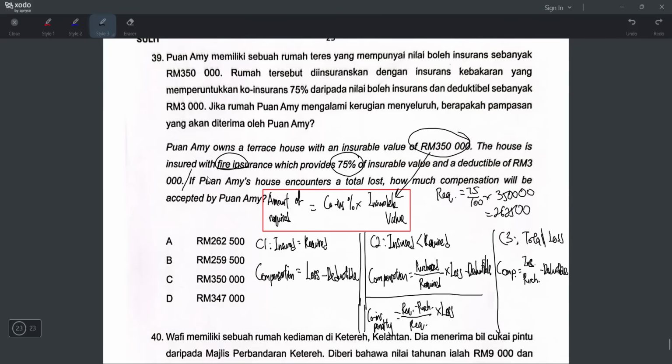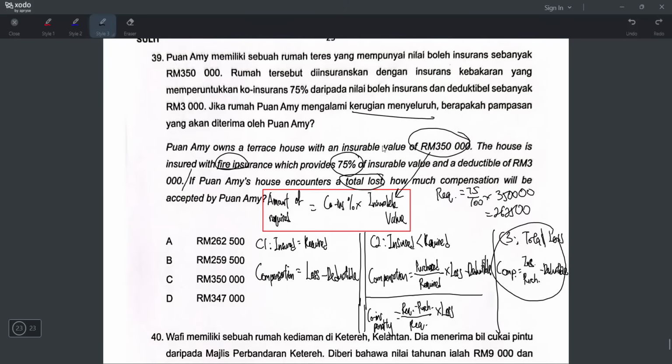Deductible 3,000. Okay, if Puan Amy's house encounters a total loss, so automatically it is case 3 already, right? How much compensation will be accepted by Puan Amy? So you see the word total loss, kerugian menyeluruh. Now we know it's case 3, so we will not be using the case 1, case 2 formula. So we will be using the case 3 formula, which is take the insurance purchased minus deductible.